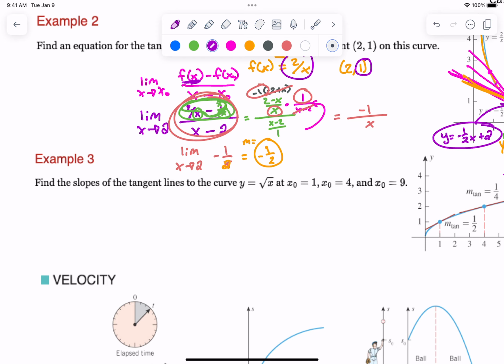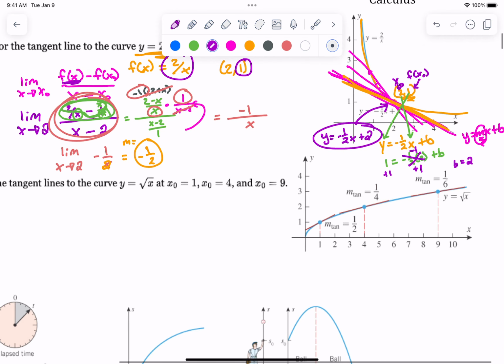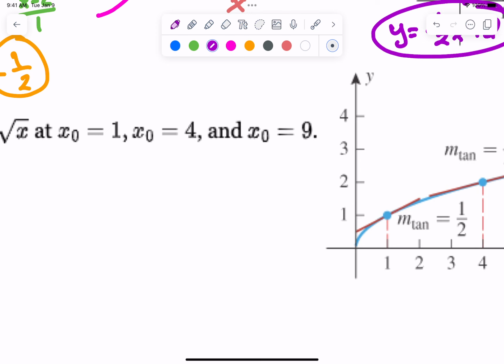I thought it would make more sense today, but we're going to do example 3 now. I don't want to do it 3 times in a row. I want to do one of those. Pick 1, 4, or 9. Which one would you like to do?